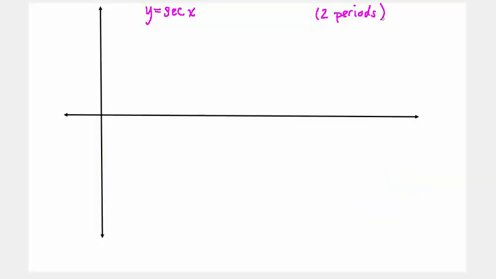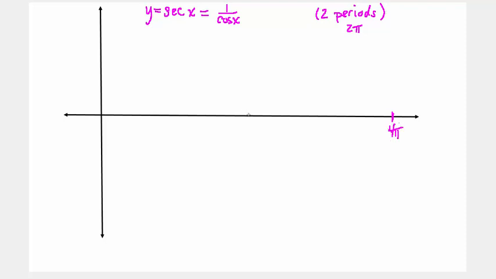Let's now take a look at the parent function graph for secant of x, y equals secant of x. Now, just like tangent and cotangent, we're going to recall what secant even means, which is 1 over the cosine of x. That's going to help us put this graph down. Now, let's recall that the period for secant is 2 pi. And so if I want to go 2 periods, then I should go all the way out to 4 pi to make sure we have enough space here.